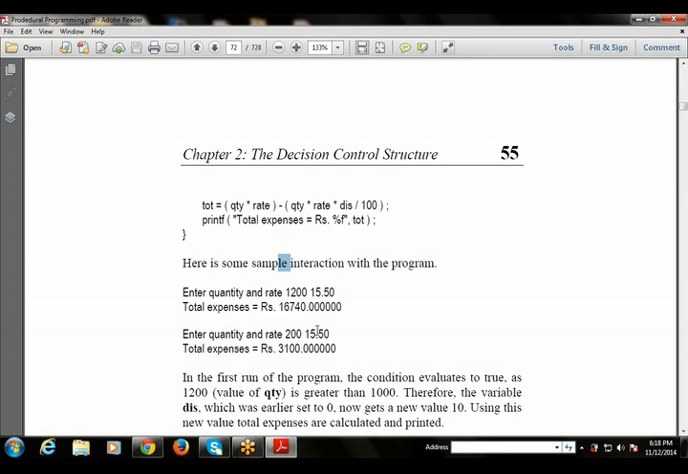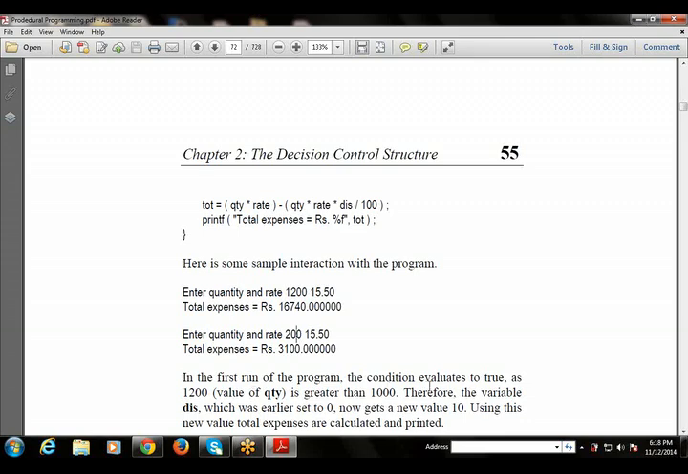Then the total expenses is calculated as quantity into rate minus quantity into rate multiplied by discount divided by 100. The next point says enter the quantity and the rate. This is the example: enter the quantity as well as the rate.